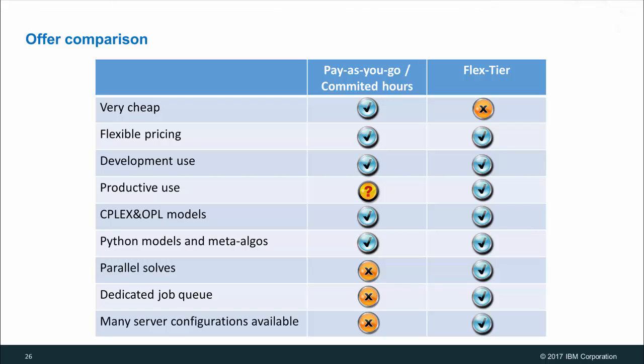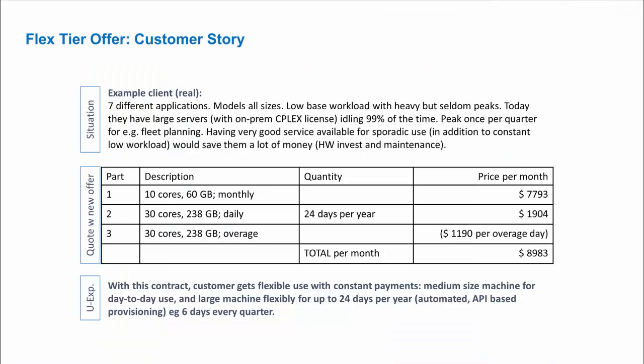Here's a more concise comparison of the major options: pay-as-you-go / committed hours on one side and the Flex Tier on the other. You can see that Flex Tier is designed for productive use and provides things like parallel solves, single tenant dedicated job queues, and a large variety of available server configurations. And all the services provide a very solid technical base, multiple modeling and API languages, and all through the same integration interface. Here are some more reasons why we recently introduced Flex Tier, following many conversations that we had with our customers.